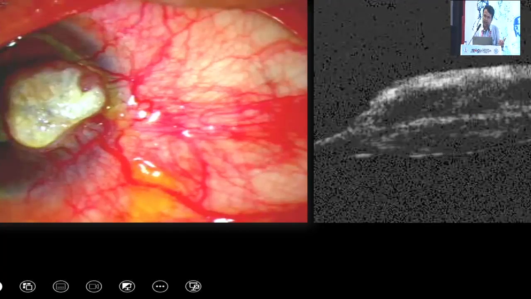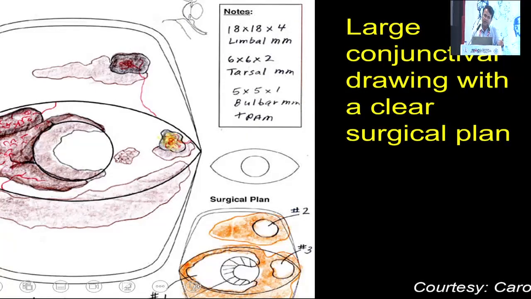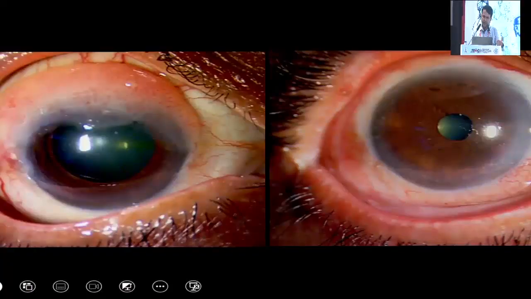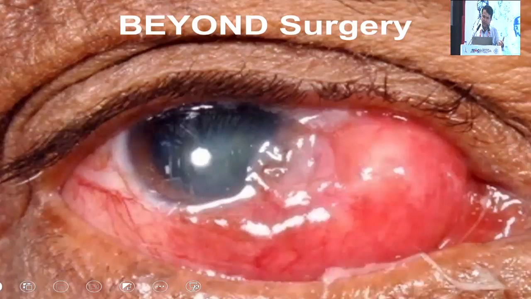This case I earlier showed that this involves a corneal stroma already, so excision is not the cure for this patient, and we have a habit of making these large conjunctival diagrams like the retina diagram that you have seen to map out the entire extent of the tumor. So excision becomes very easy. I'll skip the surgery. Results are very evident, results are very good. In fact, surgery is one of the best options.